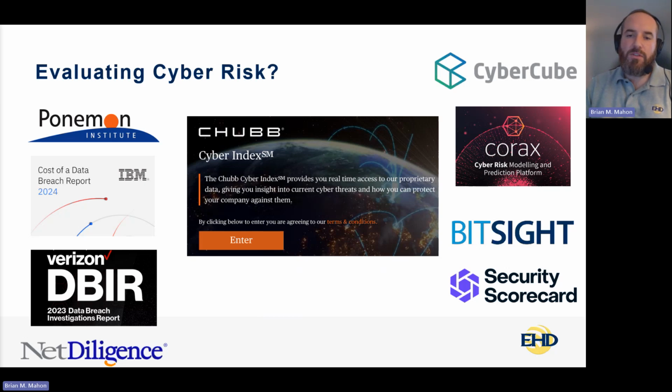But there are other tools that will actually give you a score, almost like a credit score: SecurityScorecard, BitSight, Corax, CyberCube, and they typically are using more predictive analytics. They will scan your URL, your email domain, and try to come up with a measurement of if you're in good shape or bad shape. Some of them score 0 to 1,000. Some of them score A, B, C, D, E.